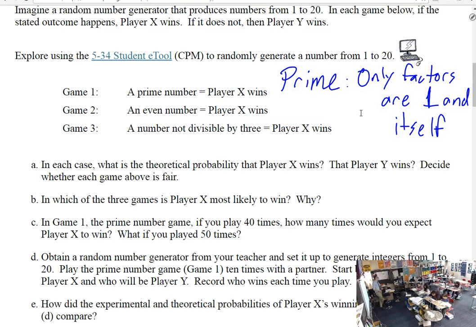So 7 is prime because the only way to make it with integers, right, with whole numbers, is 7 and 1. But 9 is not prime because we can make that with 9 and 1. Or what else makes 9? Multiplication. Just yeah, 3 times 3. 3 and 3.